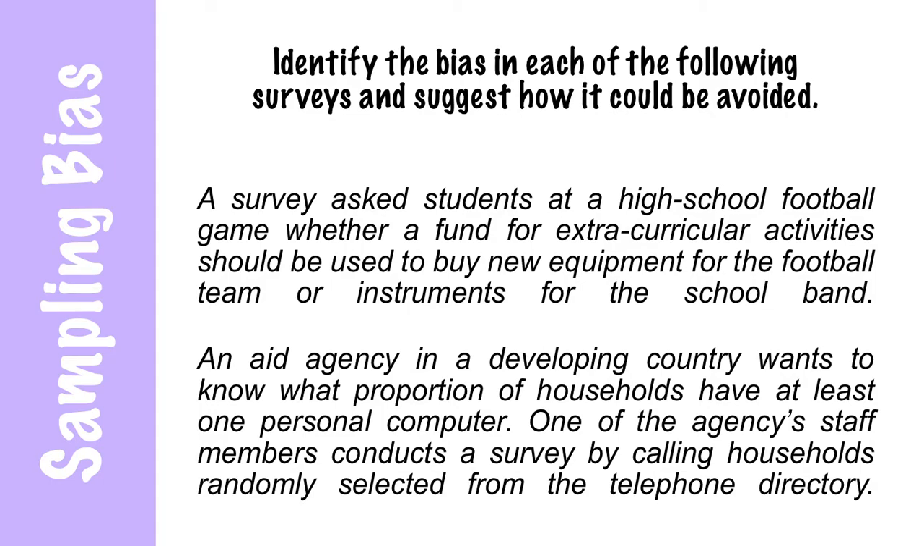Example number 2. An aid agency in a developing country wants to know what proportion of households have at least one personal computer. One of the agency staff members conducts a survey by calling households randomly selected from the telephone directory. So the key here is understanding that this is a developing country and that they are calling households. So the problem is that you're sampling only those households with a telephone.